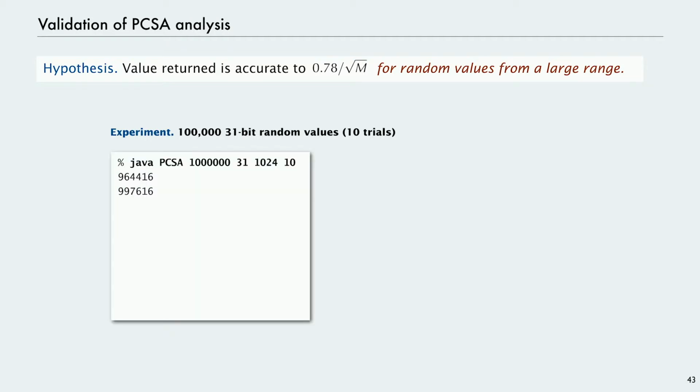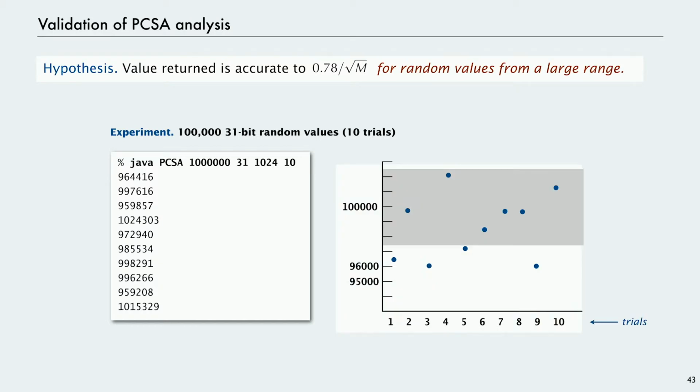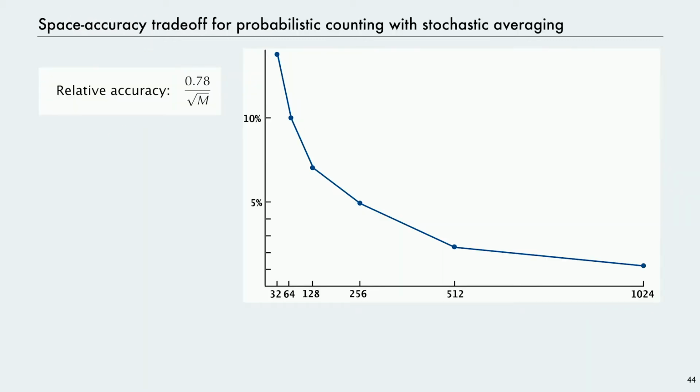And if we run it for 100,000 with M equals 1024, this is 10 trials. You can see we're really close to 100,000. And now our plot, for all the trials, is pretty tight and pretty close to 100,000. That's a validation of the analysis.